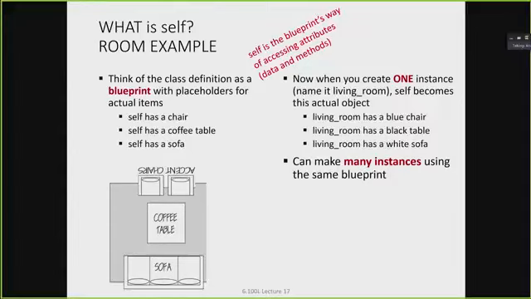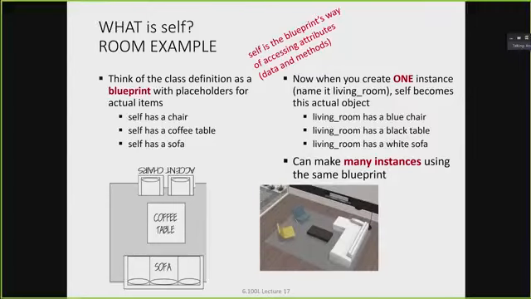But once I create instances of rooms, right? So for example, here I have something called living room created, right? So I've taken my blueprint and now somebody asked me to create a room with this blueprint, right? Now I no longer use self because I have an actual room in hand. So now I would refer to coffee table in this living room as living room.coffee table or living room's coffee table, right? No longer self's coffee table. So self is only used in the context of my blueprint, okay?